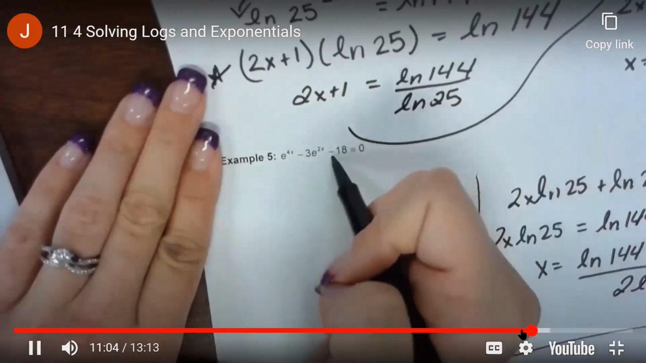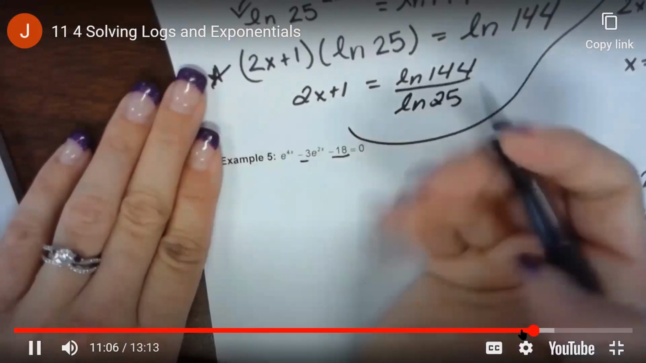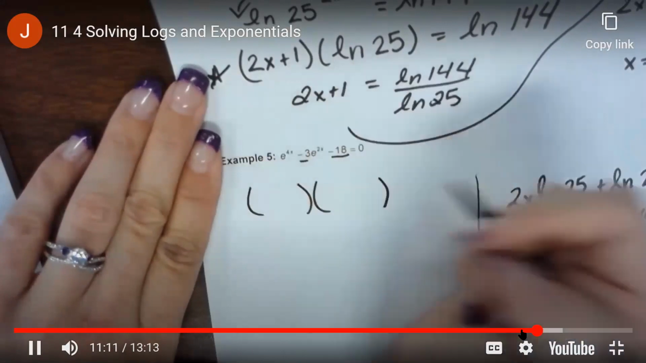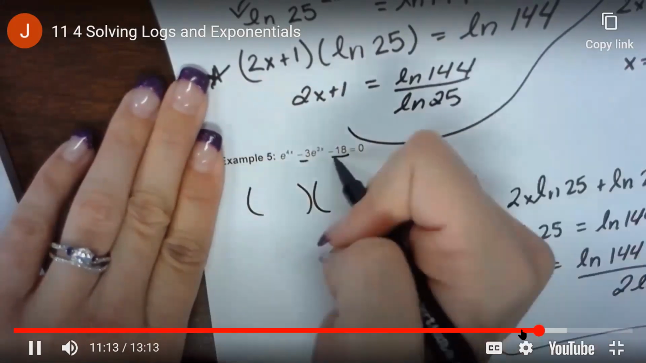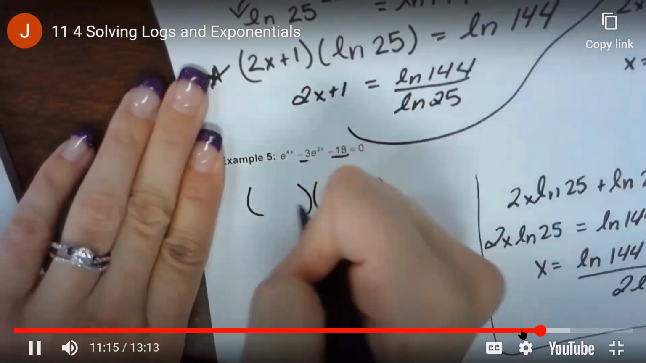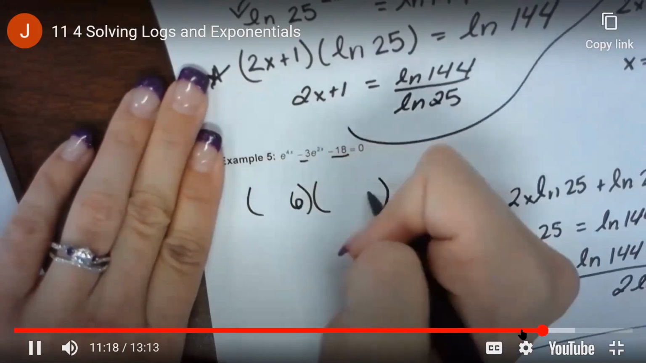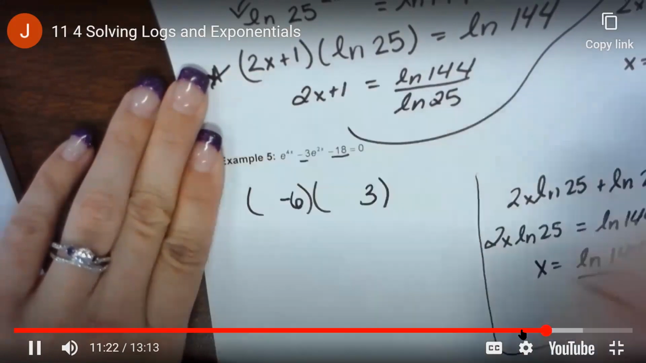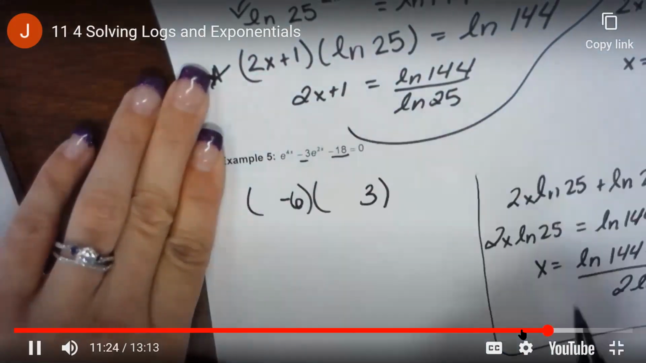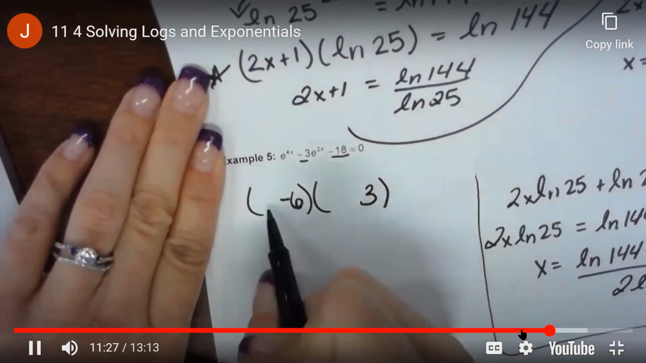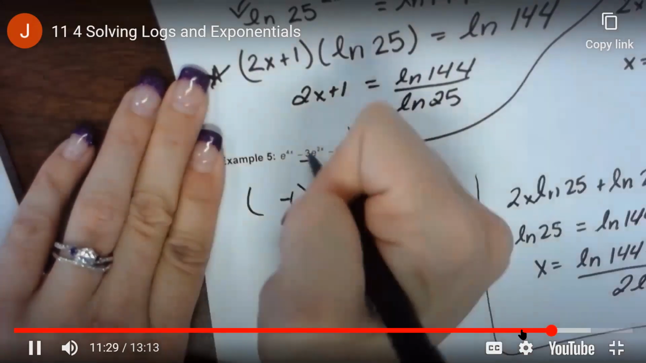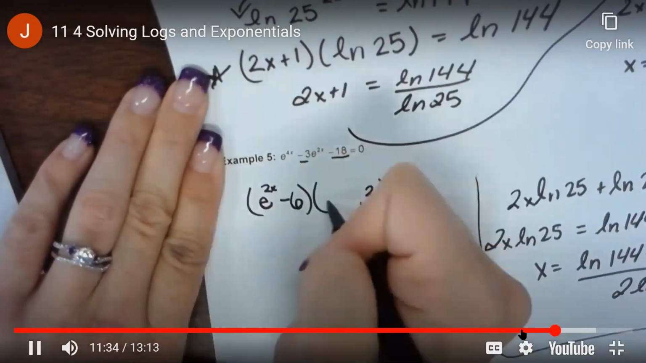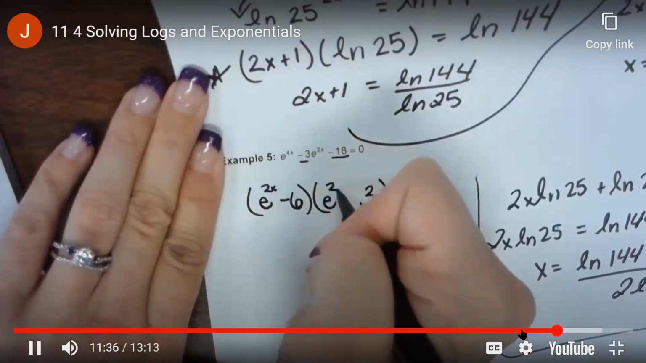So let's just look at the negative 18 and the negative 3 here. What two numbers multiply to give you negative 18 but add to give you negative 3? Well, we have 6 and 3 and we want it to be -3, so -6. Now the question is, what term goes here? Actually, it's e to the x. I'm going to prove that to you now.